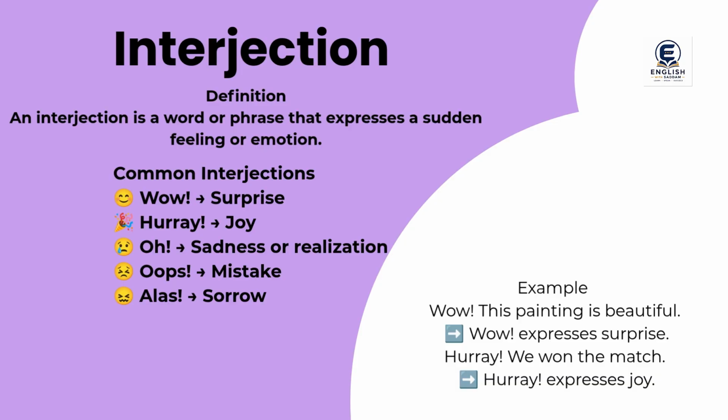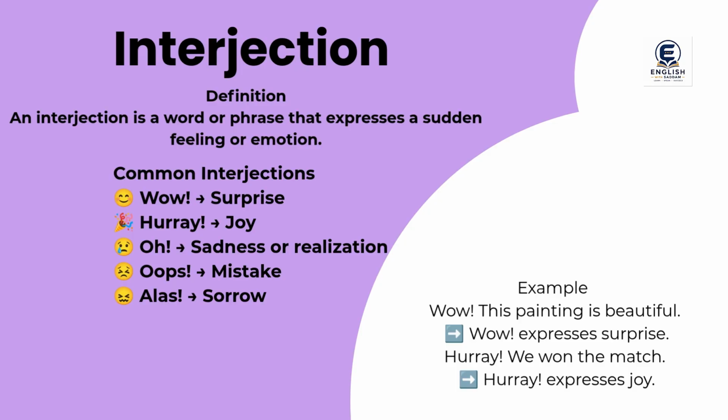For example, in the sentence, wow, this painting is beautiful. The word wow expresses surprise. In the sentence, hooray, we won the match. The word hooray expresses joy. Keep it in mind, interjections make our speech more natural and expressive.